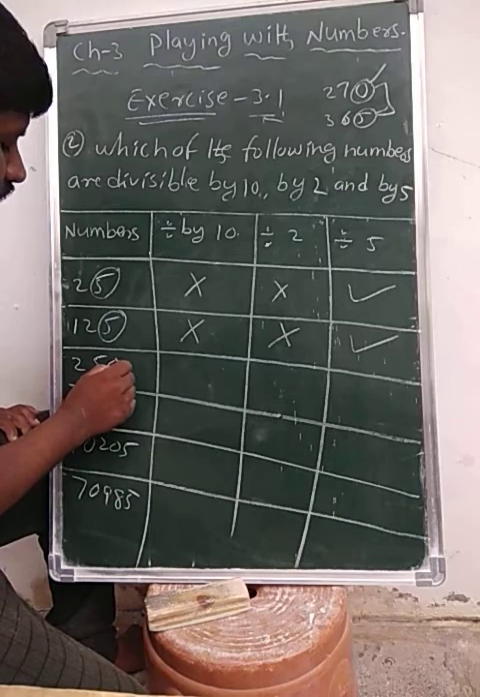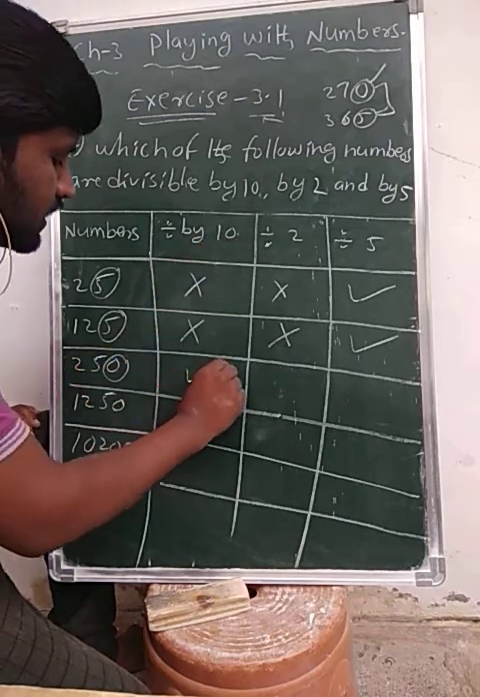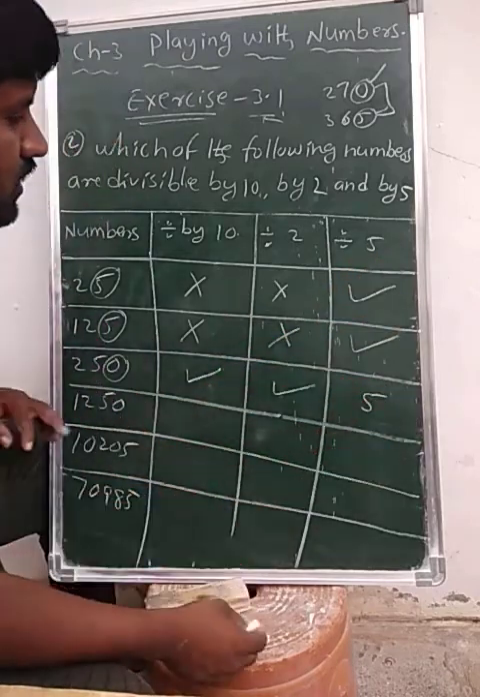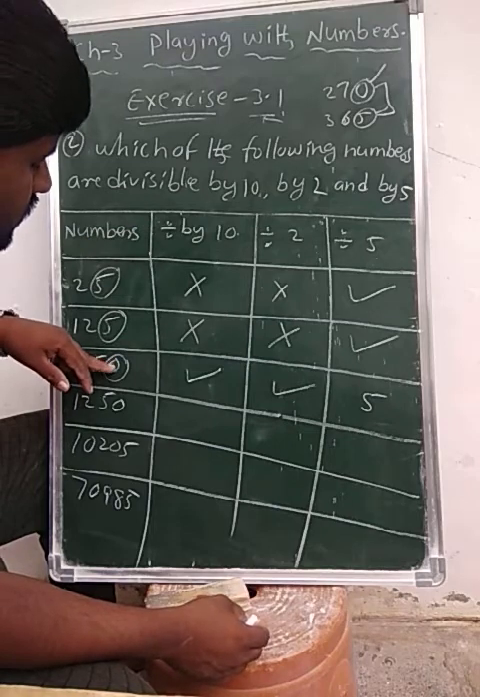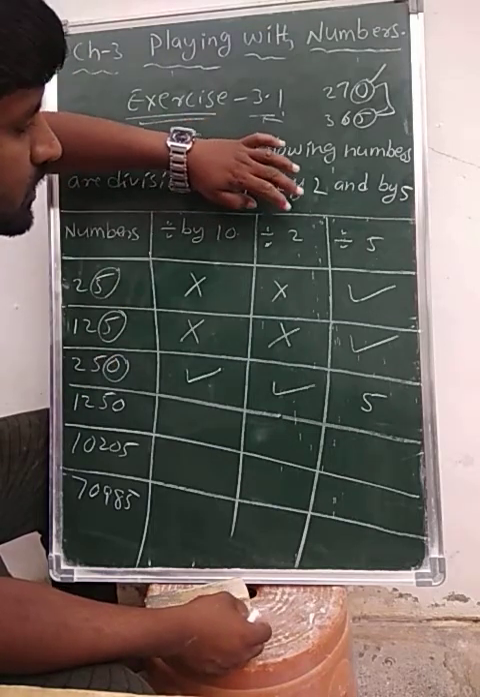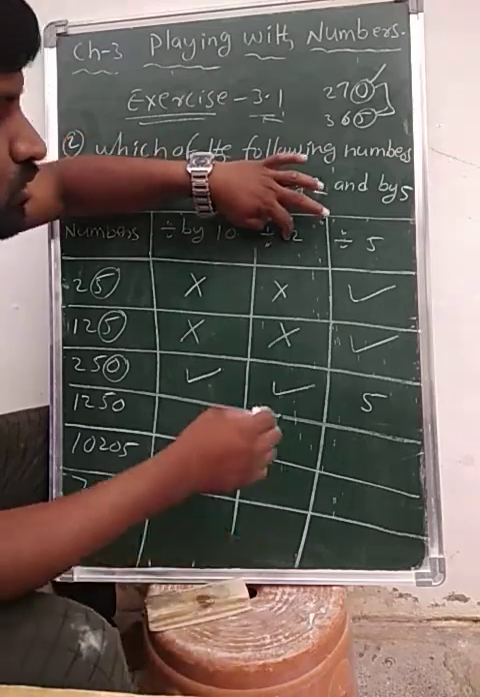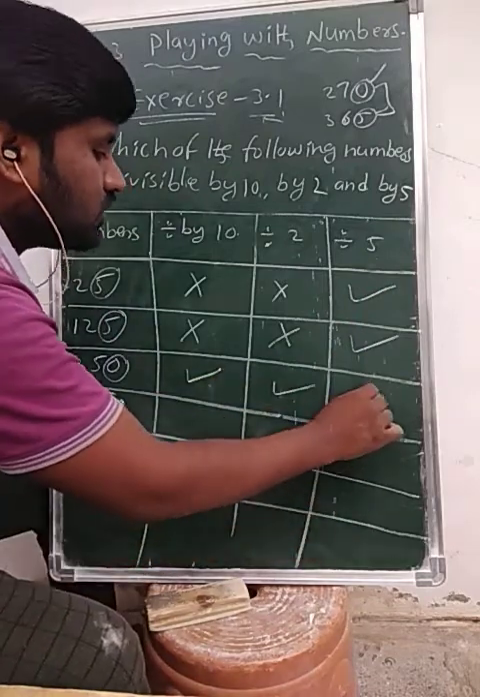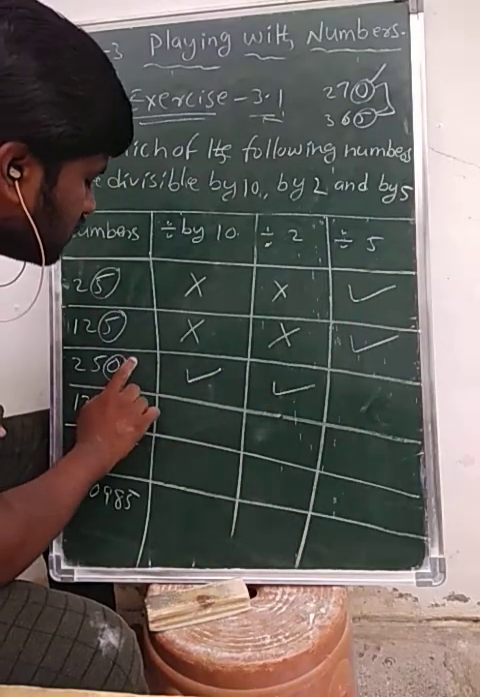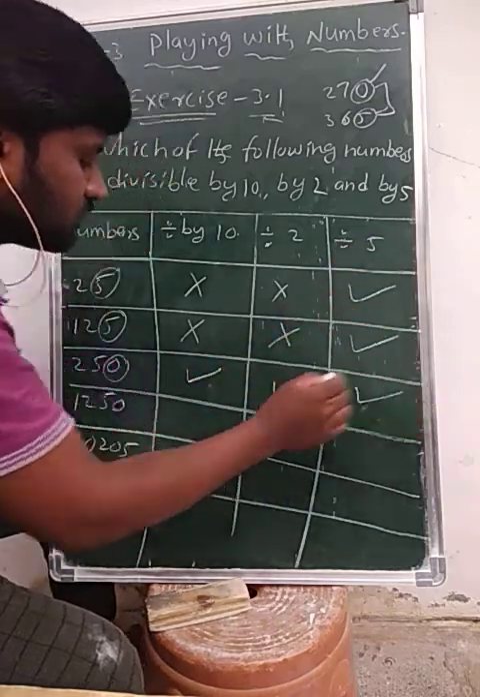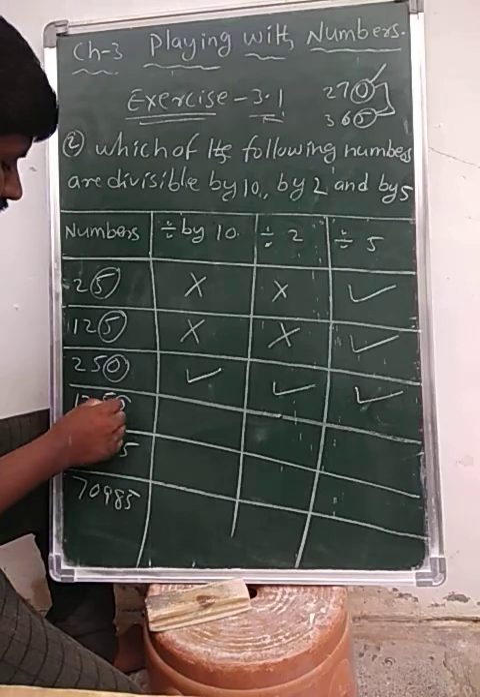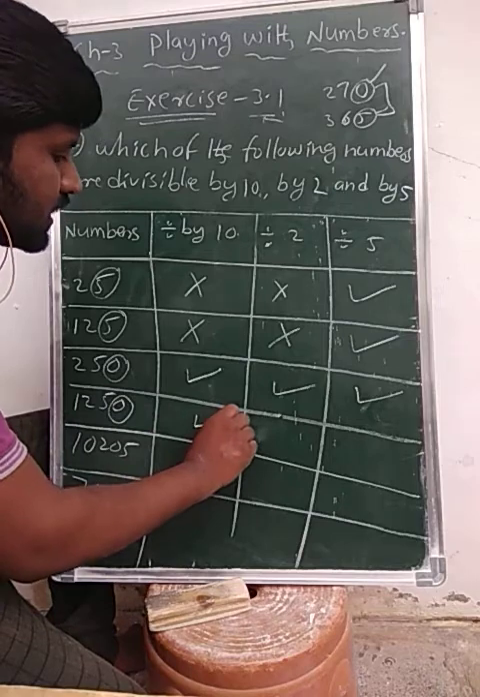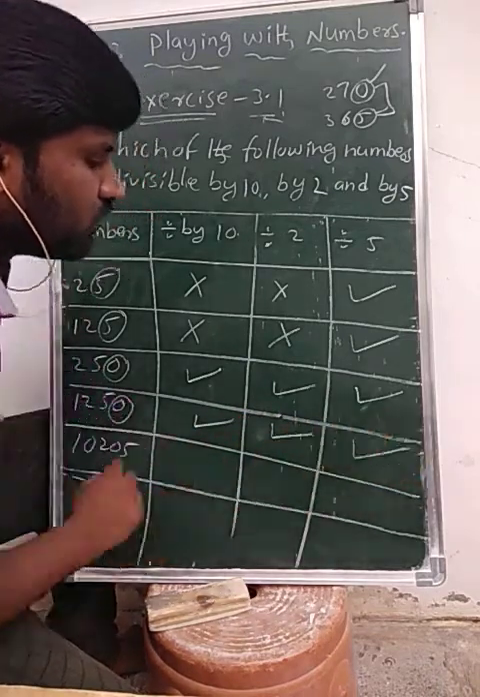In the next number the ones place digit is 0. Yes, it is divisible by 10. It is also divisible by 2, and also divisible by 5, because the ones place digit is 0. For the condition of 2, the ones place digit is either 0, 2, 4, 6, 8, so if it is 0, okay. And 0 means the ones place digit is 0, so it is also divisible by 5. That is the condition. And again the number 1250: the ones place digit is 0, so it is divisible by 10, divisible by 2, divisible by 5.